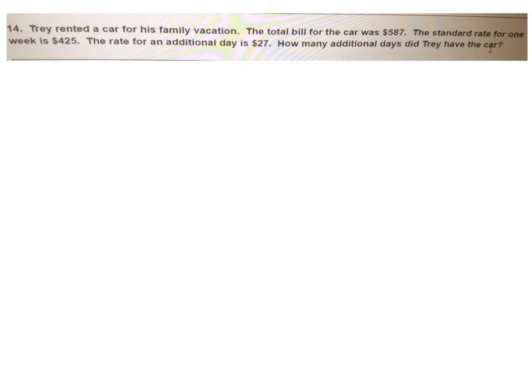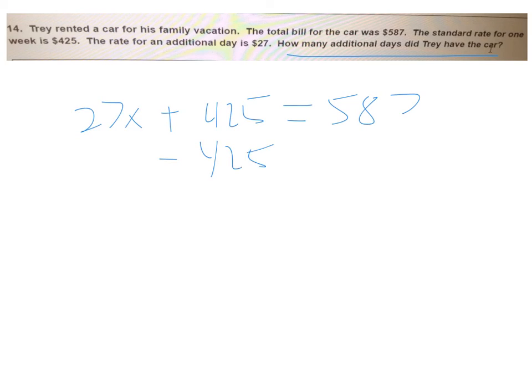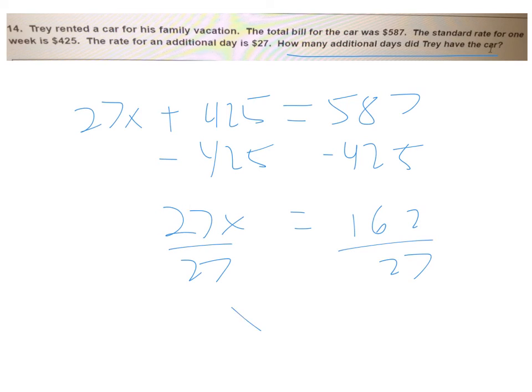Then we'll ask the same question, and this time we'll actually have you solve what you just had. So you just had 587 equals 425 plus 27x. So you guys would just solve it to figure out how many additional days it is. It's the same problem, but now you actually solve it. So when you do that, you get 27x equals 162. To get x by itself, you divide by 27 on both sides, and when you do that, you should get the answer of 6. So x will equal 6 additional days.